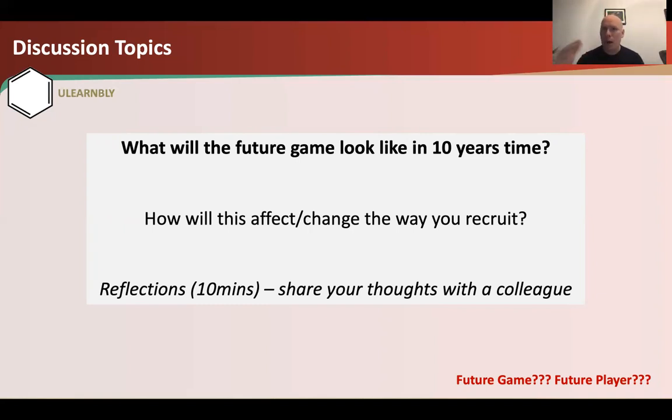It's ended up spiraling more and inspiring more conversation, which is great, because I want you to share your thoughts with a colleague in your environment. Start that conversation. Tap into what other people are doing in other environments. What do they think their future game will look like? And how has that affected or changed? If so, how so? And if not, why not? The way they recruit. Linking back to the future player, the future game.